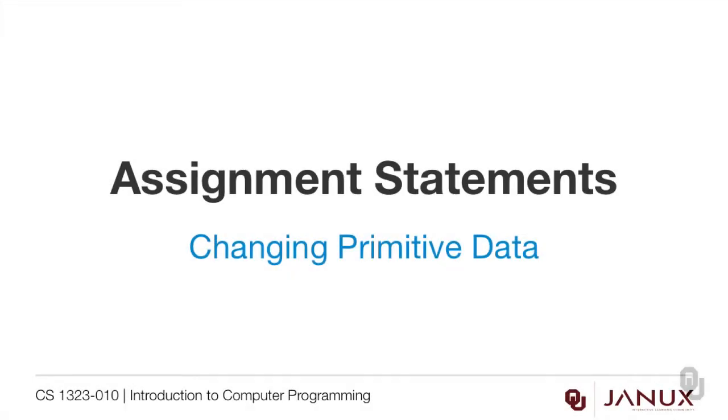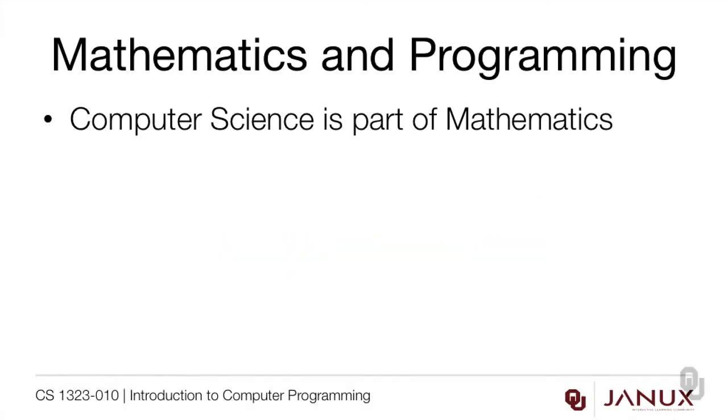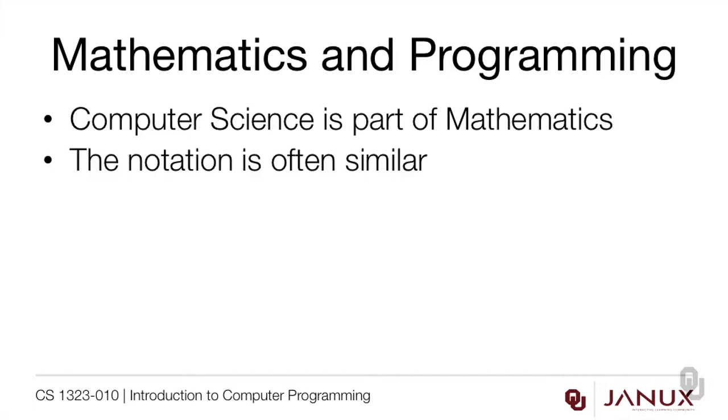Let's talk a little about assignment statements. Computer science is actually part of mathematics, and there's a deep relationship between computer science and mathematics. It's not at all unusual for computer scientists to have strong backgrounds in mathematics. For example, my college degree and my first master's degree are actually in math, not computer science. The notation is often very similar between computer science and mathematics, and that can be really helpful.